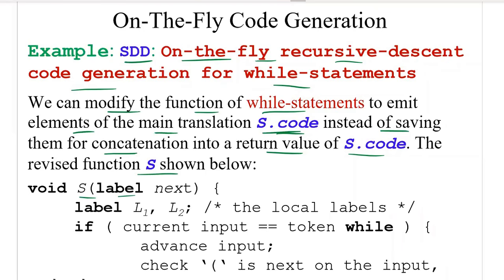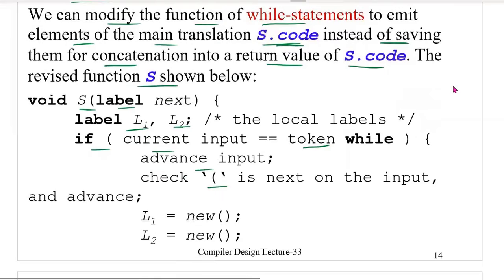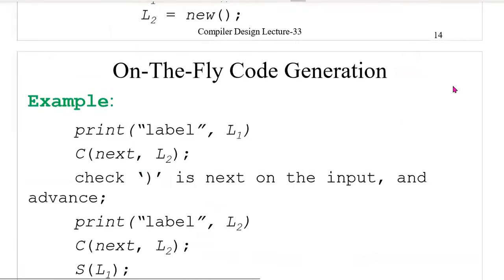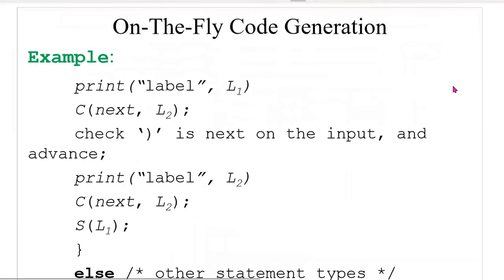So void S with label next, there are labels L1, L2. Now if current input equals token while, advance the input, check the left parenthesis is the next input symbol, advance. Up to this it is the same: L1 equal to new, L2 equal to new. Then here you can see we are printing label L1, then we are calling C of next comma L2. Now we are splitting the pieces. Then check the right parenthesis is next on the input and advance. Then print label L2.